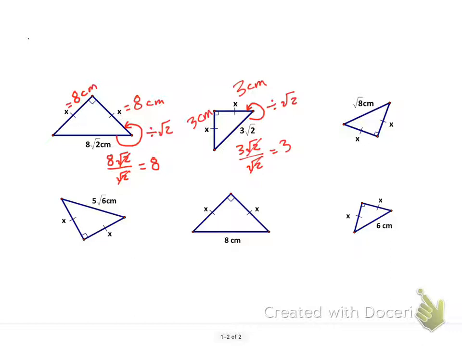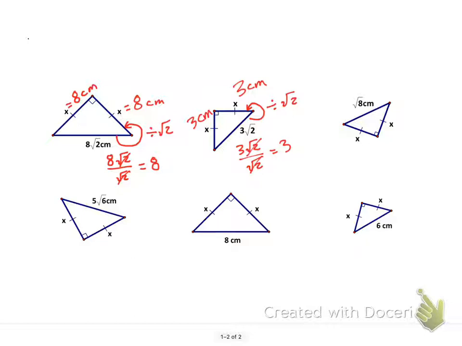Will it always be the square root of 2 you're dividing by, or could it be different? For 45, 45, 90, it will always be square root of 2. You're either going to multiply it or divide by square root of 2. When would it not be? When you have a different special right triangle. We're going to learn next week our other special right triangle, and those have different rules.